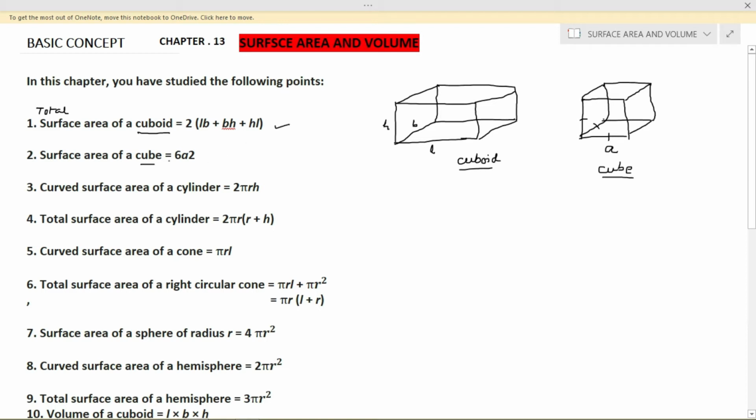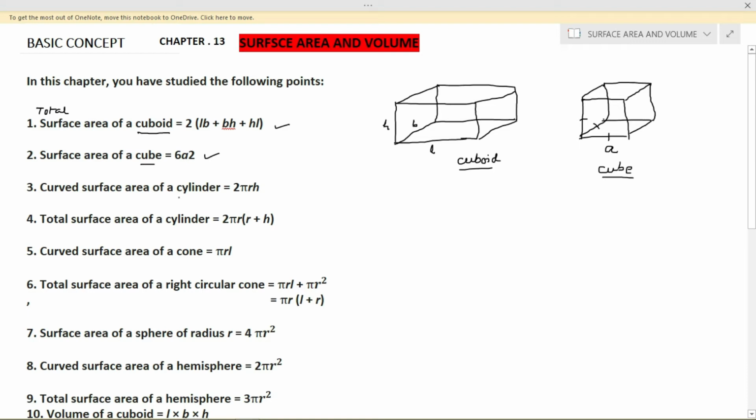Surface area of cube. Since the cube also has 6 surfaces, but all the surfaces are in the shape of a square, the area of one square is A square. So the area of all the 6 squares is 6A square. So the total surface area of cube is 6A square. Okay. So these are the formulae related to the area of the cube and cuboid. Clear? Now we are coming to the second part.